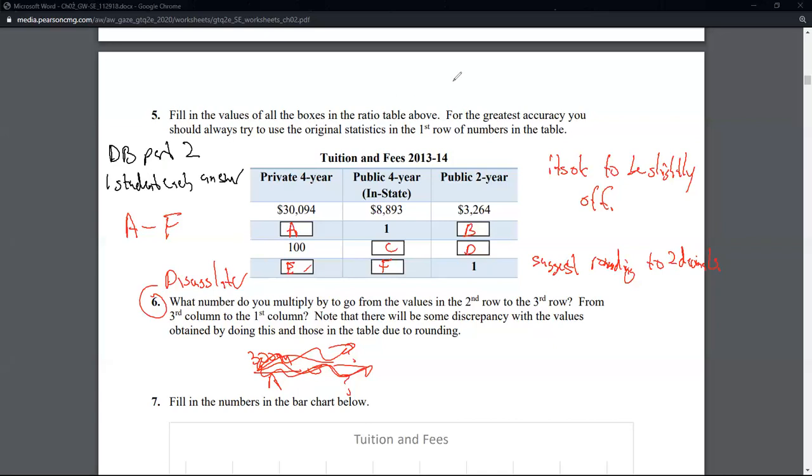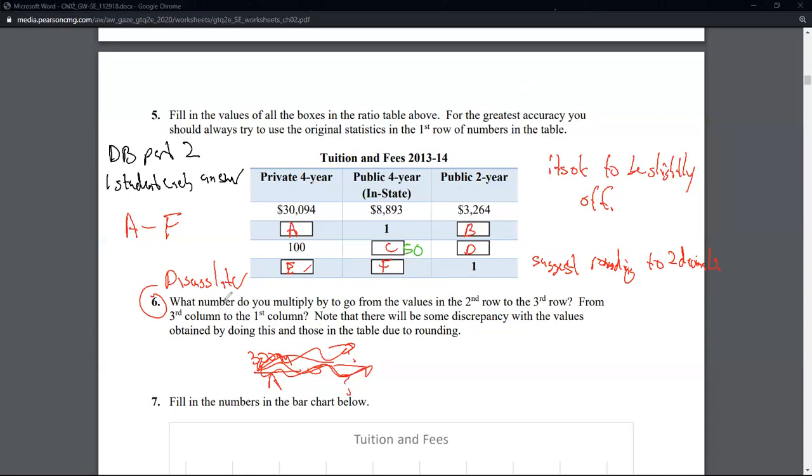So as a fake number in bright green, let's say that C was 50. I don't want to put a too specific number. Let's say that the answer we got to C was 50. It's not 50. It is not 50. Let's just say this was 50.